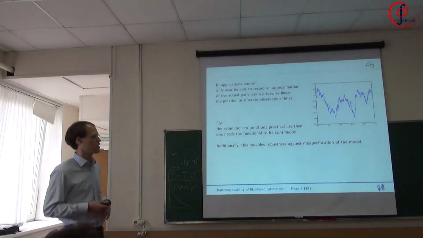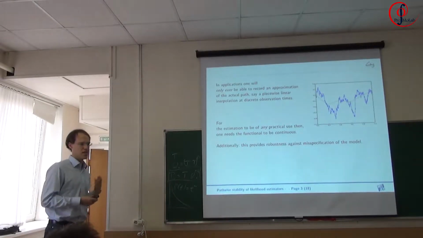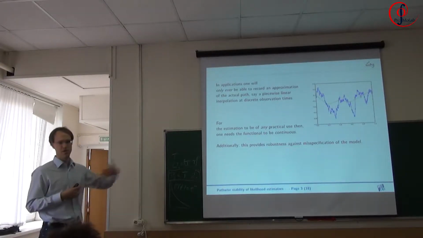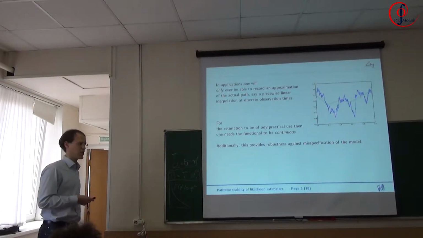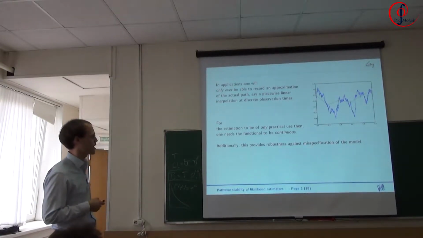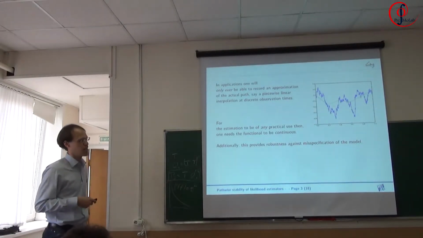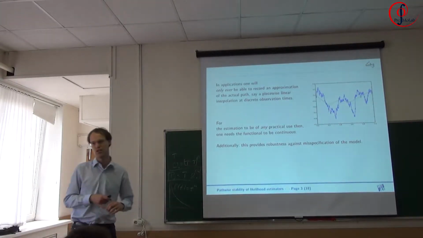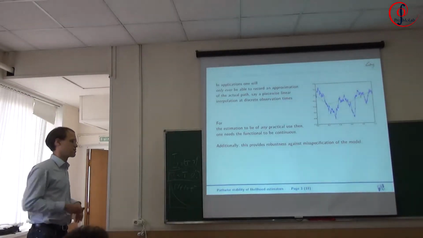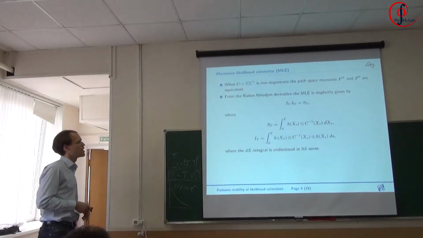Because otherwise, if we have a little measurement error in our data and this estimation mapping is not continuous, the resulting estimate can be very far away from what actually happened in the real dynamics. Okay. And we will also see later that these continuity properties, as an interesting side effect, also result in some robustness against misspecification of the model, but we will see that later on.